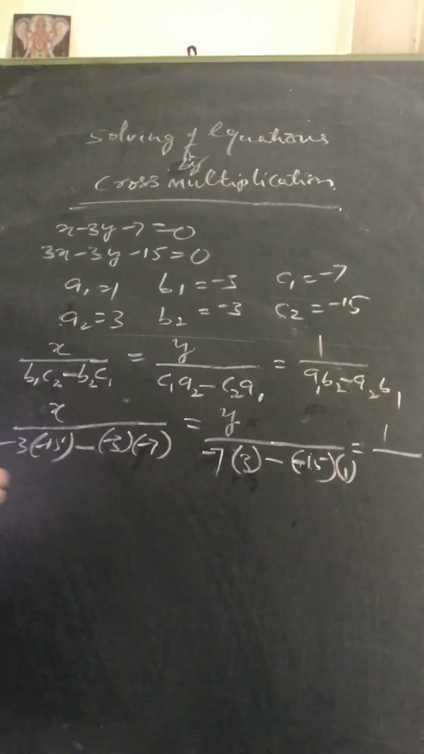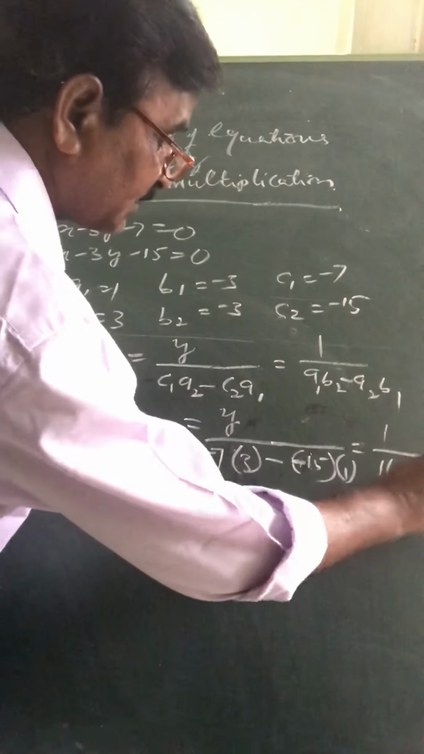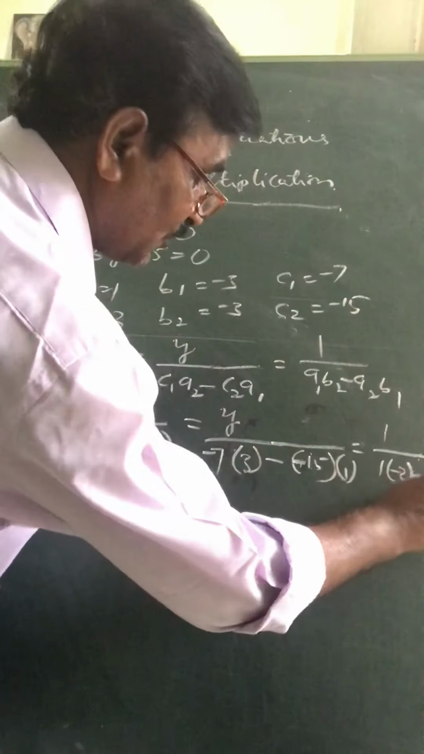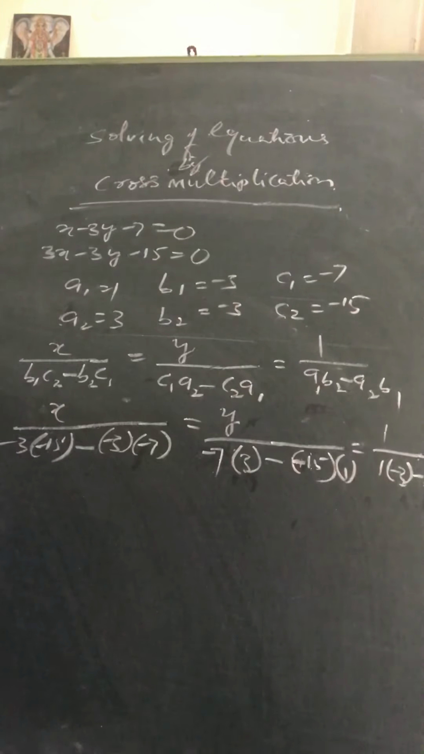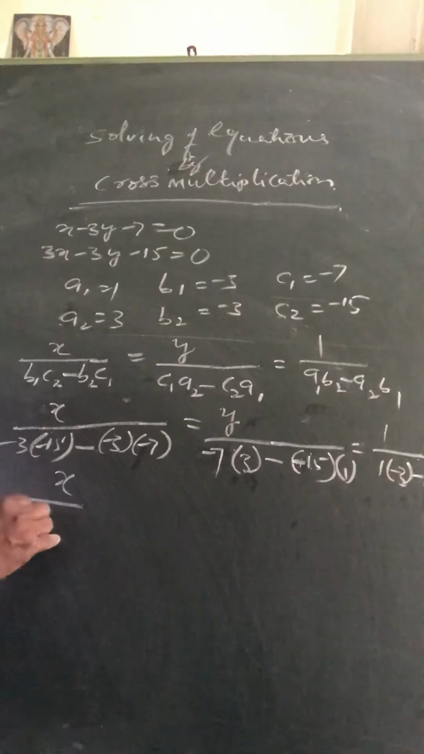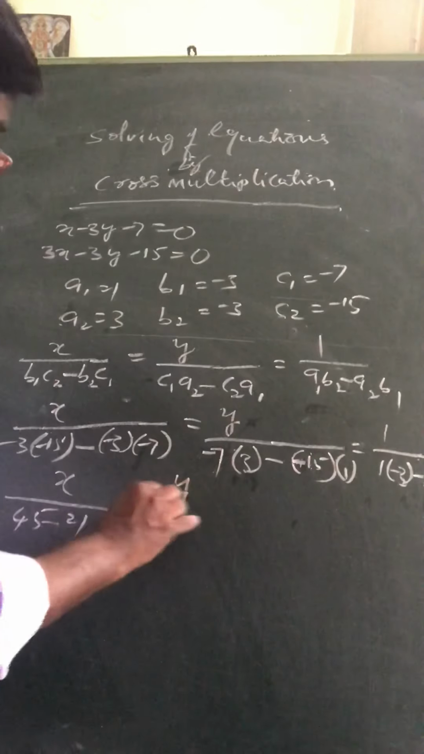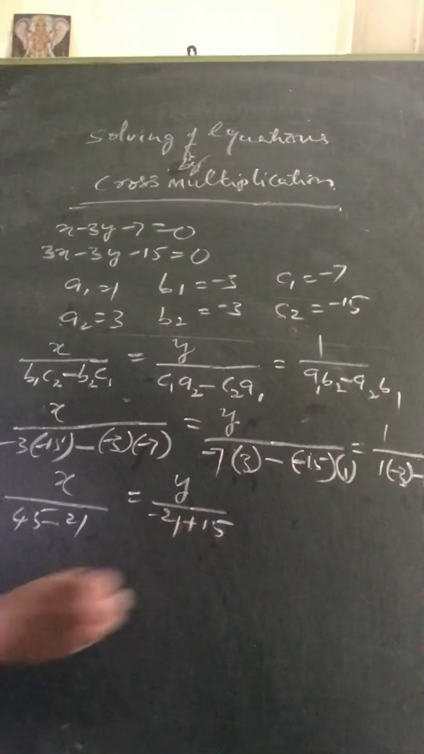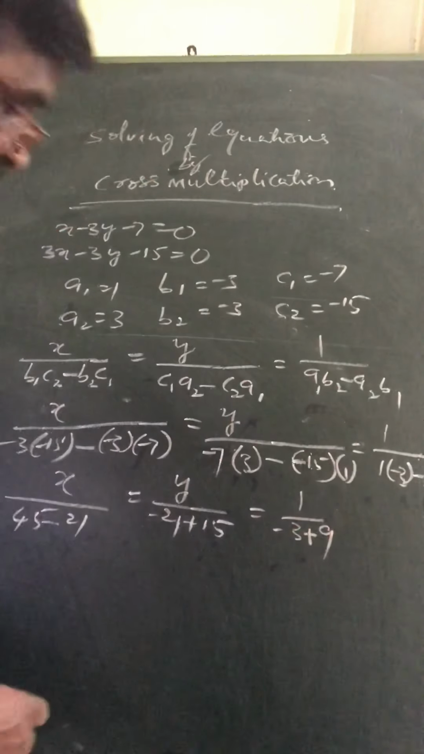1 by A1 B2, A1 into B2, 1 into minus 3, minus A2 into B1, 3 into minus 3. Okay, now x by minus into minus plus 45 minus 21 is equal to y by minus 21 plus 15 is equal to 1 by minus 3 plus 9.